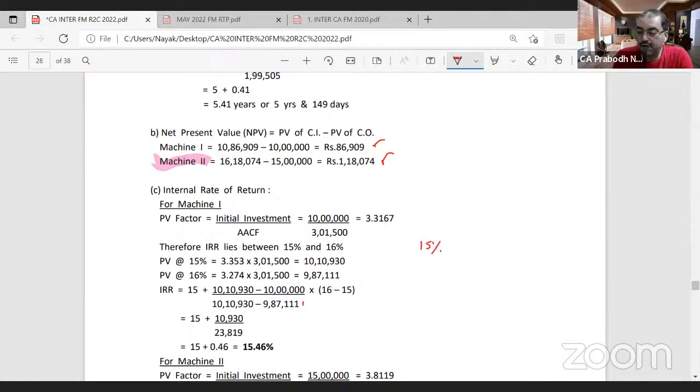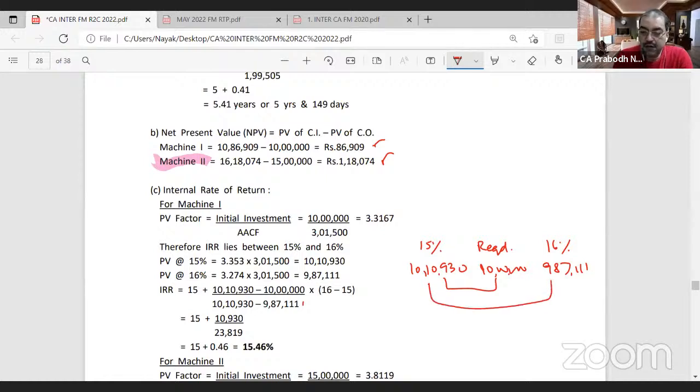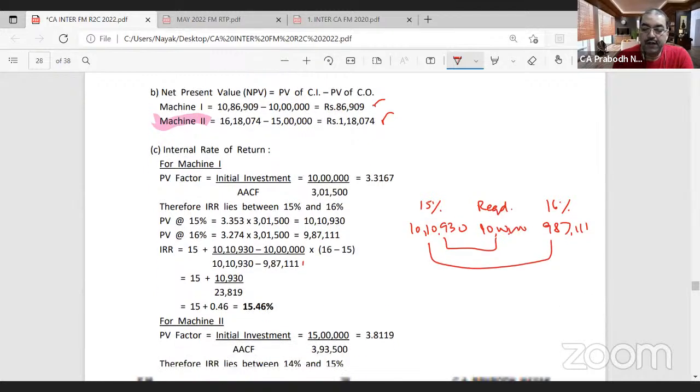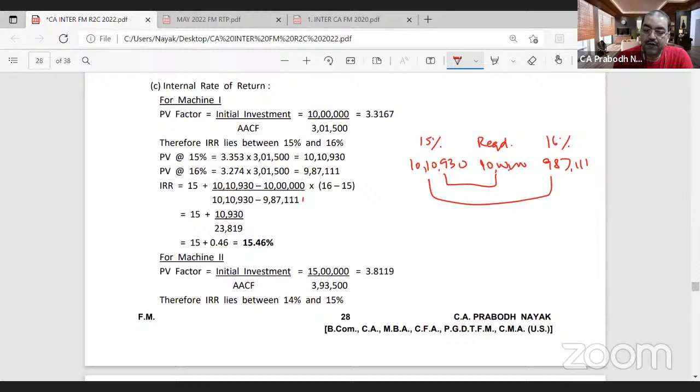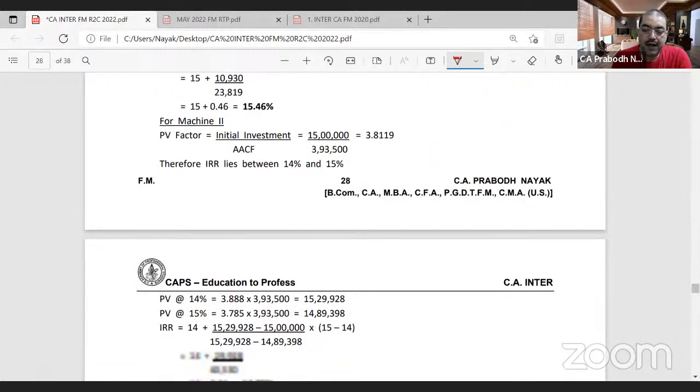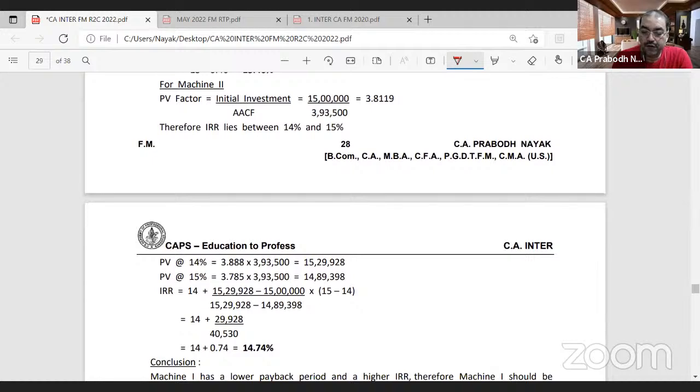15% figure here, 16% figure here. Required figure is the same. So 15% figure is 10 lakh 10,900. 16% figure is 9 lakh 87,000. Required value is 10 lakhs. So difference between first and second, difference between first and third. Same thing I've done here, but I have not shown you the diagram. So you can draw that diagram and then put the values here. You get the value of IRR as 15.46. Same thing you do for machine 2 also. You get the IRR of this as 14.74.